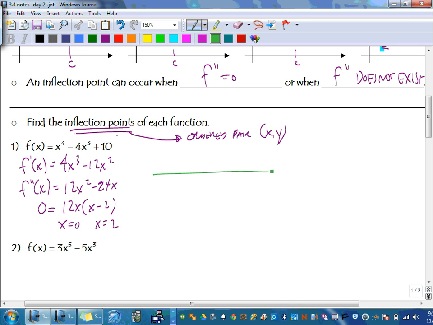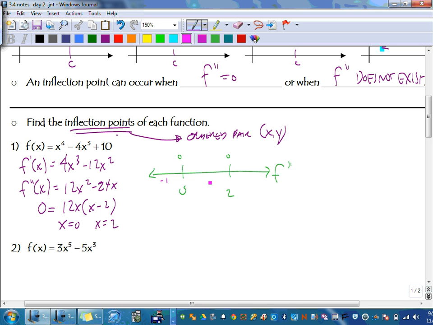So we're going to make a number line for the second derivative, because just because the second derivative is 0 doesn't automatically make it an inflection point. We have to make sure that it changes. That's the key. It has to change from concave up to concave down, or concave down to concave up. So if they don't change, that means there's no inflection point. Now we've seen a lot of times it's going to alternate, but it doesn't always, so you do want to check. So we're going to check here.